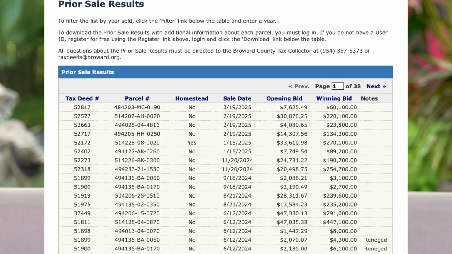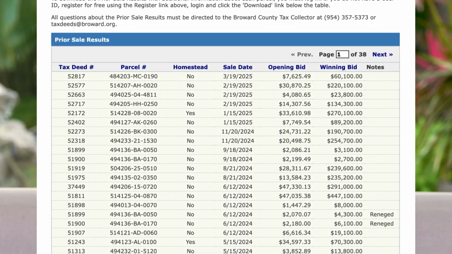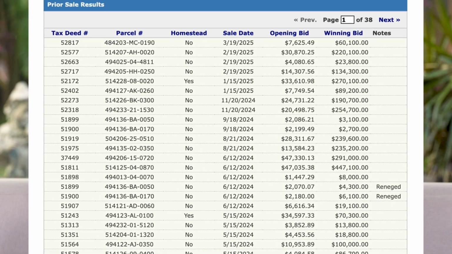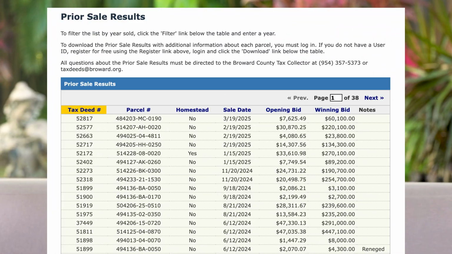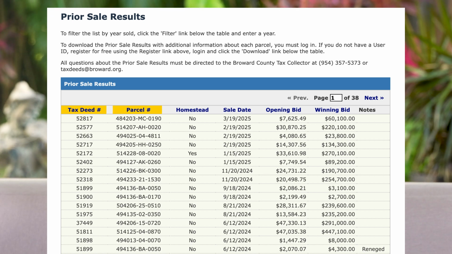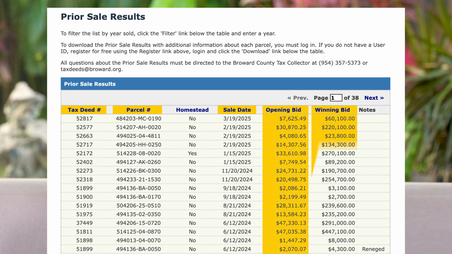And this one, this is actually 38 pages long. And again, I'll have the editor just pop up part of it. This is a different list, but it is the same thing. It's just a different county. And you'll notice that counties make their lists in a different way. Like this list, they put the tax deed number and then the parcel number and then the sale date. And then you can see the 2 columns, opening bid and winning bid.